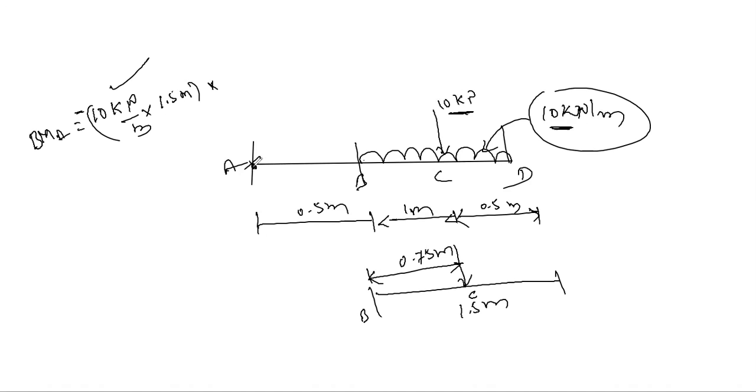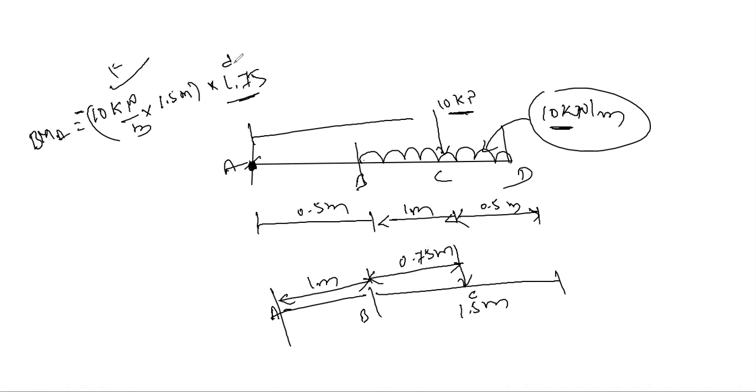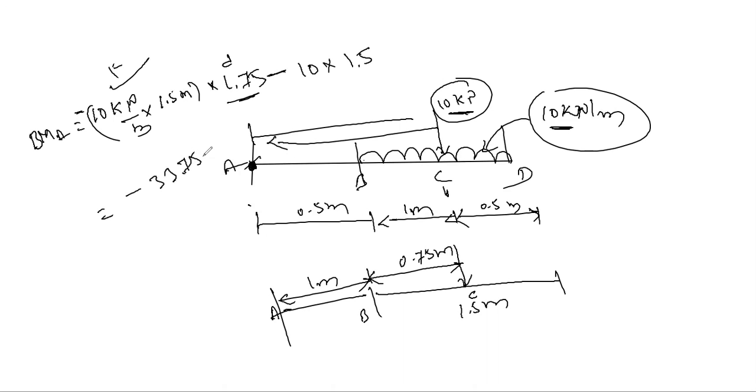Since we are calculating the bending moment at this point A, the length from here to here is 1 meter. Total, it is 1.75. This is nothing but your distance. This is force, this is distance. Now, apart from this, we have one more force, that is 10 kilonewton. That is minus 10 kilonewton into the distance from C to A, it is 1.5. So if you simplify this, you will get minus 33.75 kilonewton meter. This is how we need to calculate.